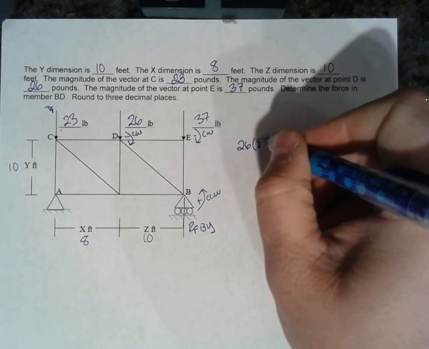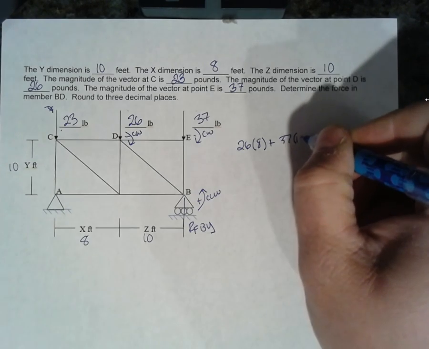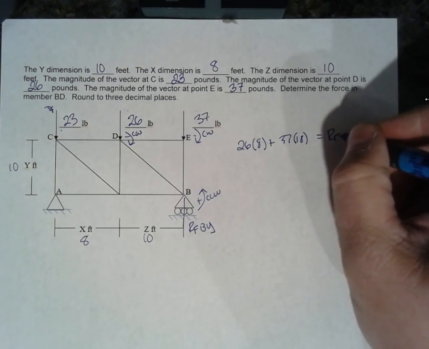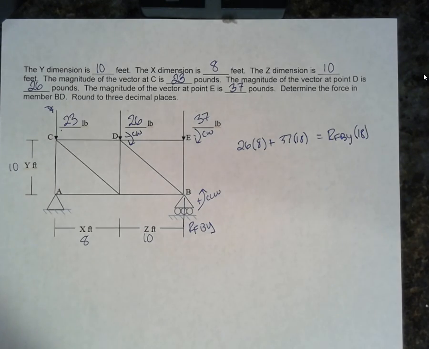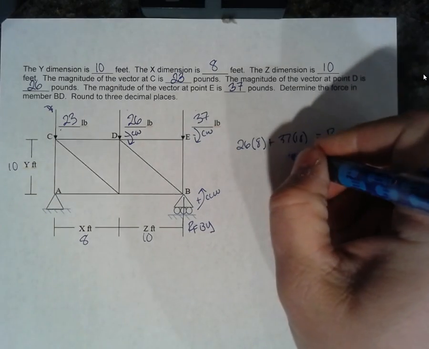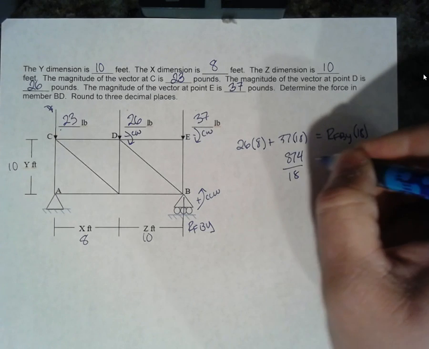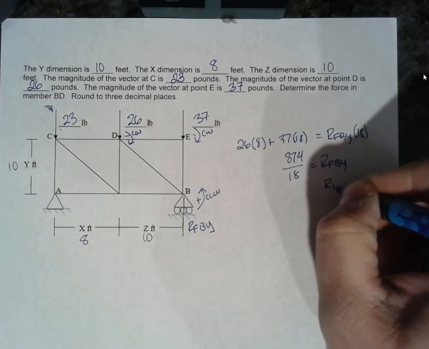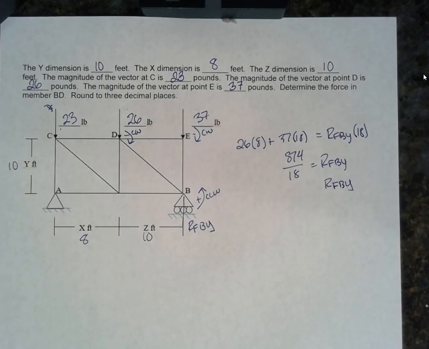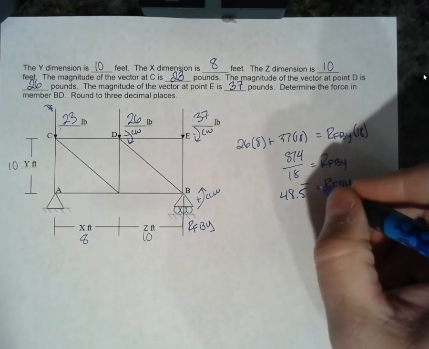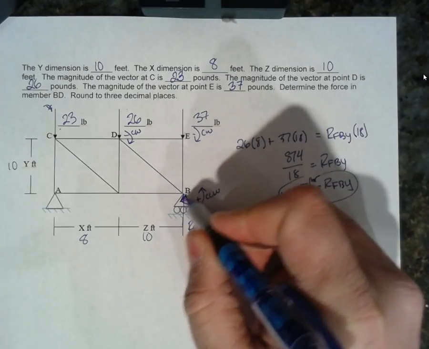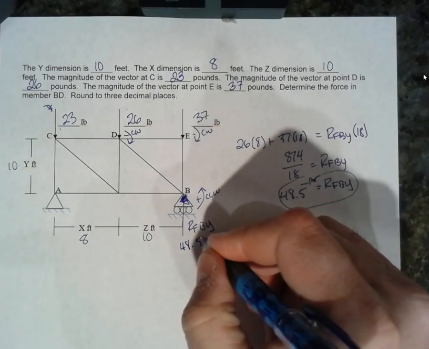So 26 times 8 plus 37 times 18 equals RFBY times 18. And 26 times 8 and add 37 times 18, and you get 874. And when we divide that by 18, that will give me RFBY, which is 48.5 repeating pounds of force. So this is going to be going up, and it will be 48.5 pounds of force.